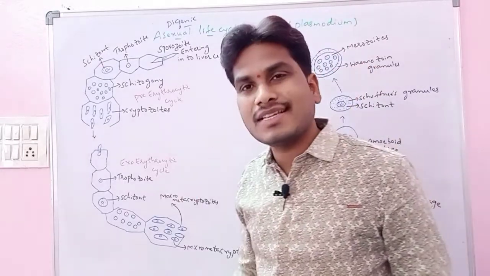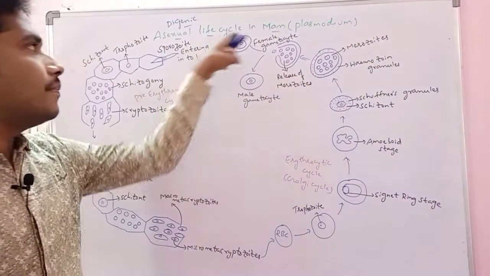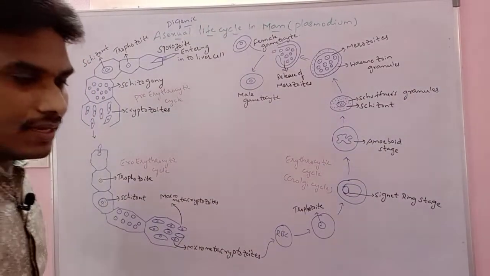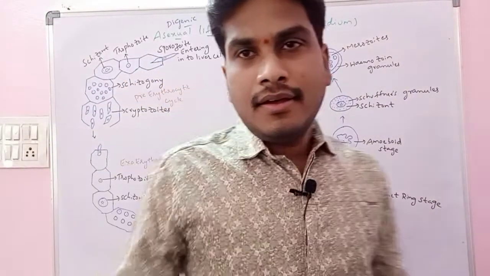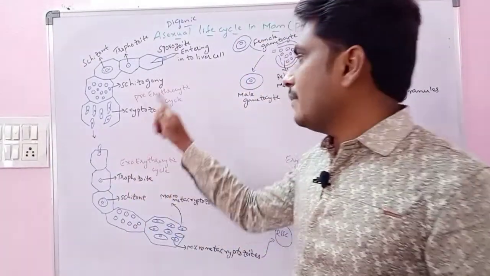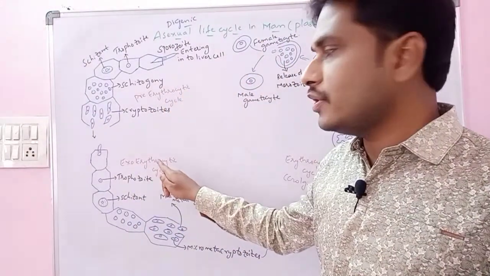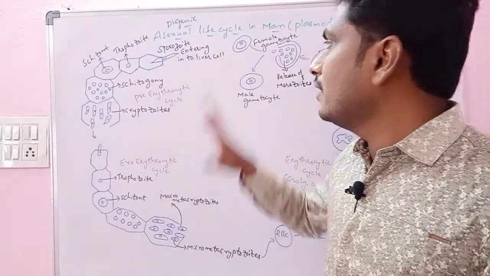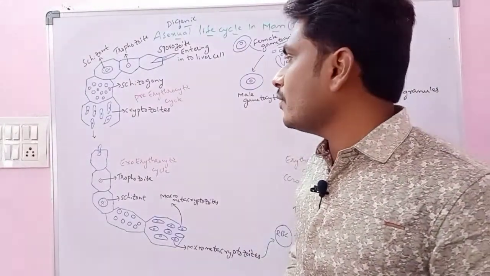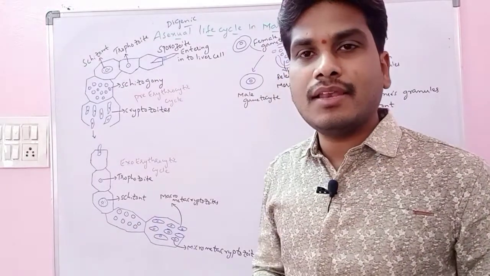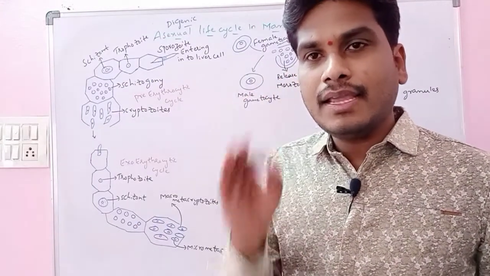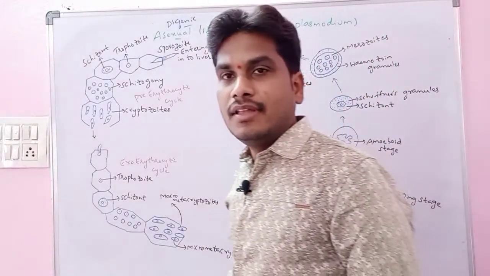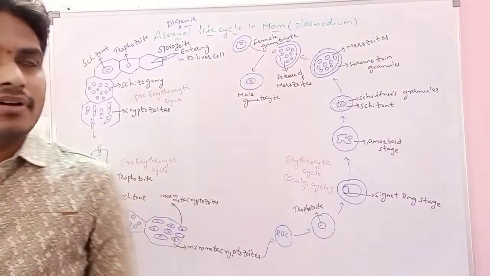If you are going for the asexual life cycle of Plasmodium in man, the asexual life cycle mainly consists of what? Three steps mainly: the pre-erythrocytic cycle, the exoerythrocytic cycle, and the erythrocytic cycle. These three steps are the main important ones in the asexual life cycle here. Particularly in the pre-erythrocytic cycle, how does this cycle start? The infective stage of malaria we always call the sporozoite stage. The sporozoite stage is the infective stage of malaria, right?